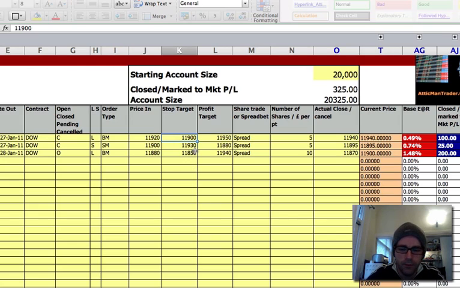If my stop had been 11880, 20 points greater, you'll see that my base equity at risk will increase to nearly 1%. So I would have been risking 1% on this particular position. So let's drop that back to 11900. So that's the basics of entering a trade. You can see that I've got 2 closed positions and 1 open position, 2 long trades and 1 short trade.